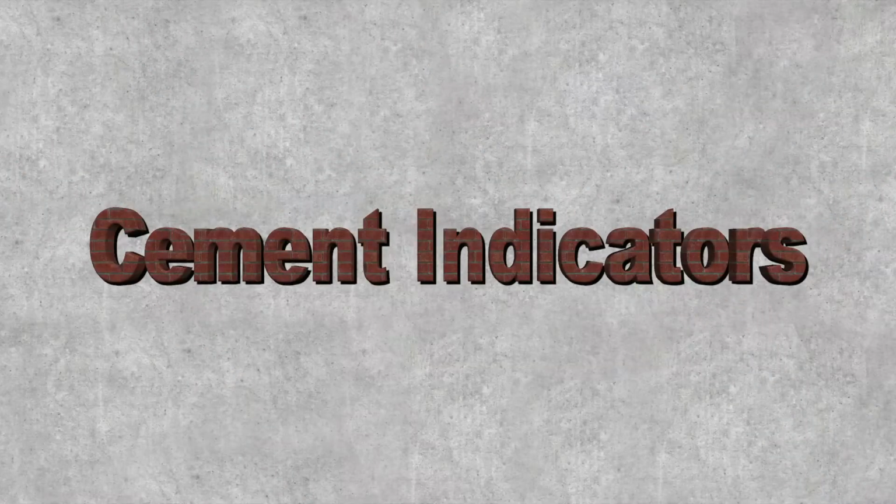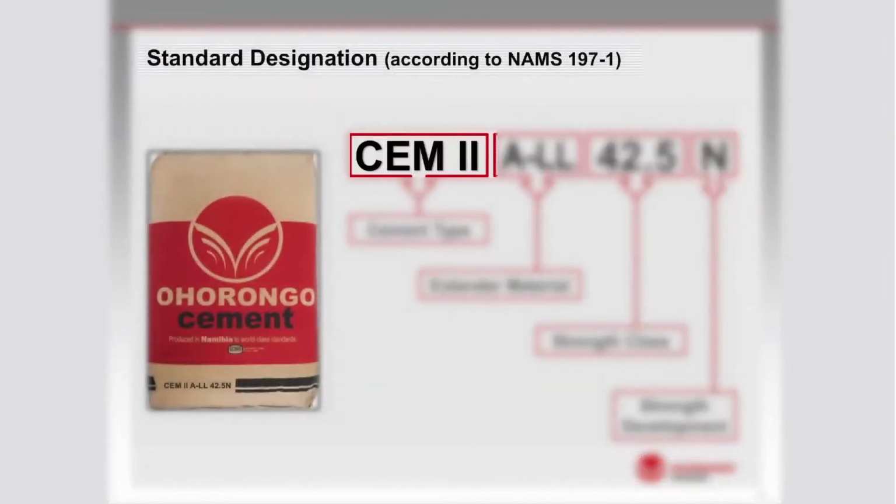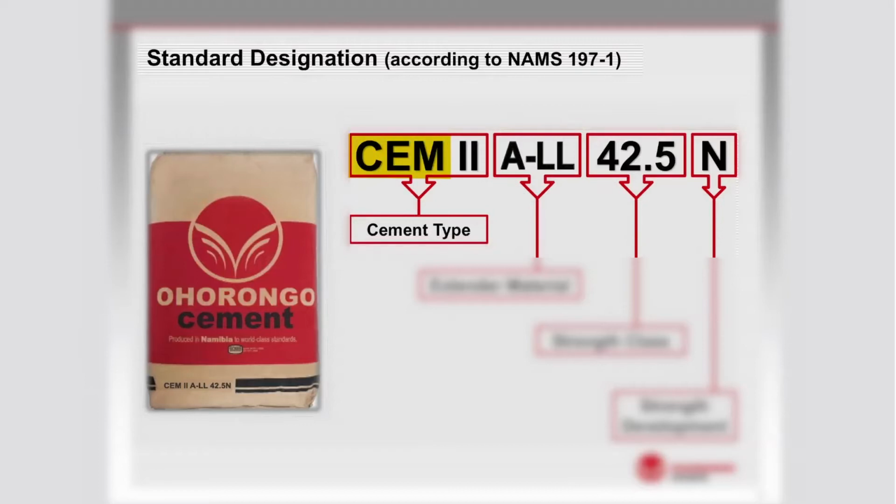Cement indicators. Cement indicators, the description of the different cement types, is made up of different sections. Let's look at CEM2 ALL 42.5N as an example. CEM represents ordinary cement produced from clinker. The 2 represents composite cement, which means it contains other extenders additional to only clinker. The ALL is a description of the additives in the cement.